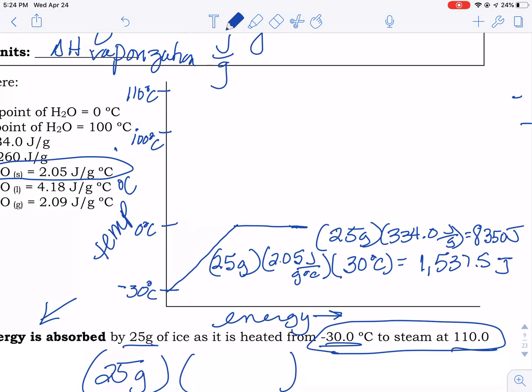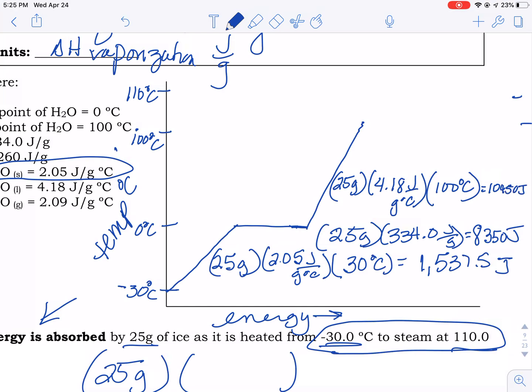All right. After it's completely melted, the temperature will go up, and it'll go to 100. So we're back to MCAT. 25 grams times, of course, it's liquid now, so we can use our old friend 4.18. And we're going up 100 degrees Celsius. And we get 10,450 joules. Once we hit 100, we're going to flatline again because we're going to change phases again.